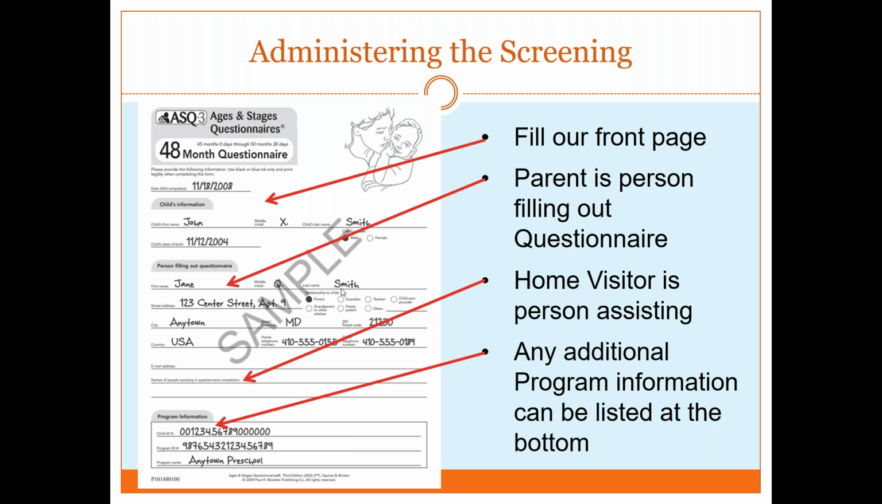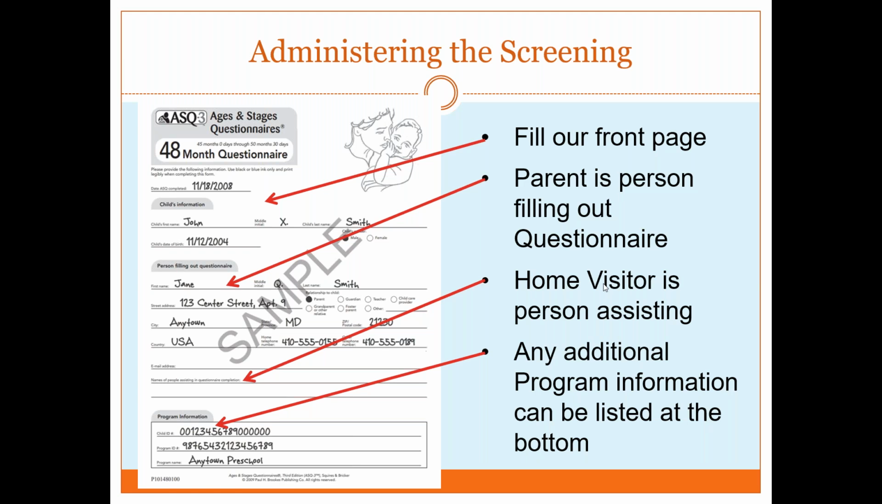Now, where does the home visitor's name go? Down in the section that says name of people assisting with the questionnaire. That is where the home visitor's name goes. You are assisting the parent in completing this. Remember, they are the expert. And then also there's a space at the bottom of the page for any additional information that can be listed that is unique to your program.